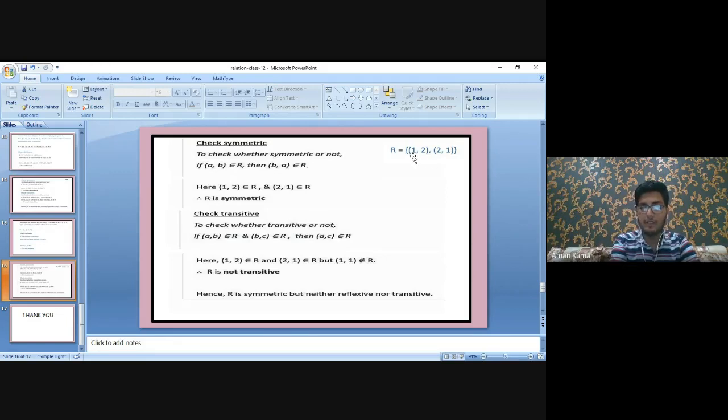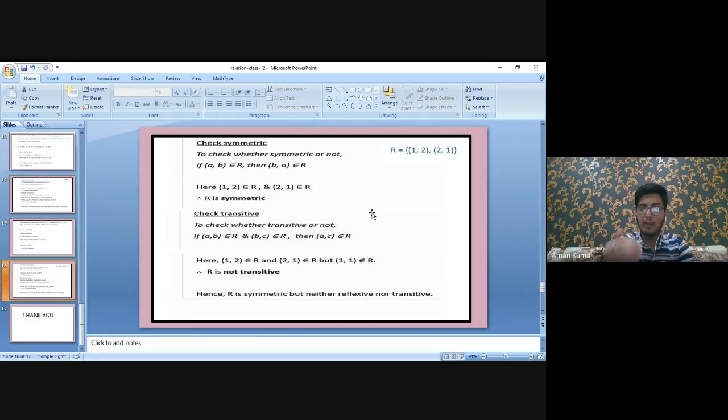Now see the relation for (1, 2). For (1, 2) we need (2, 1). That means if 1 is related to 2, 2 must also be related to 1. As we can see, (2, 1) also belongs to relation R. So this relation will be symmetric. Any other element we don't have. For (2, 1), we need (1, 2), and (1, 2) also belongs to relation R. So R is a symmetric relation.